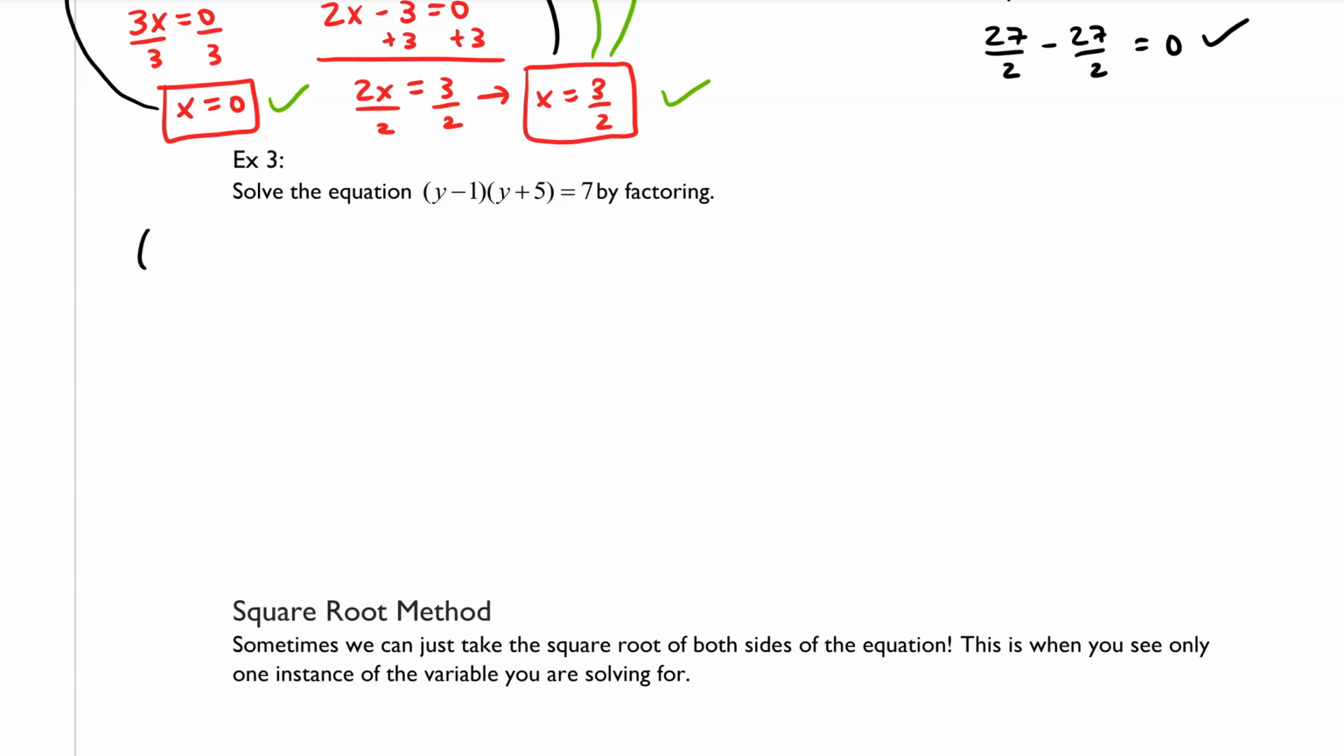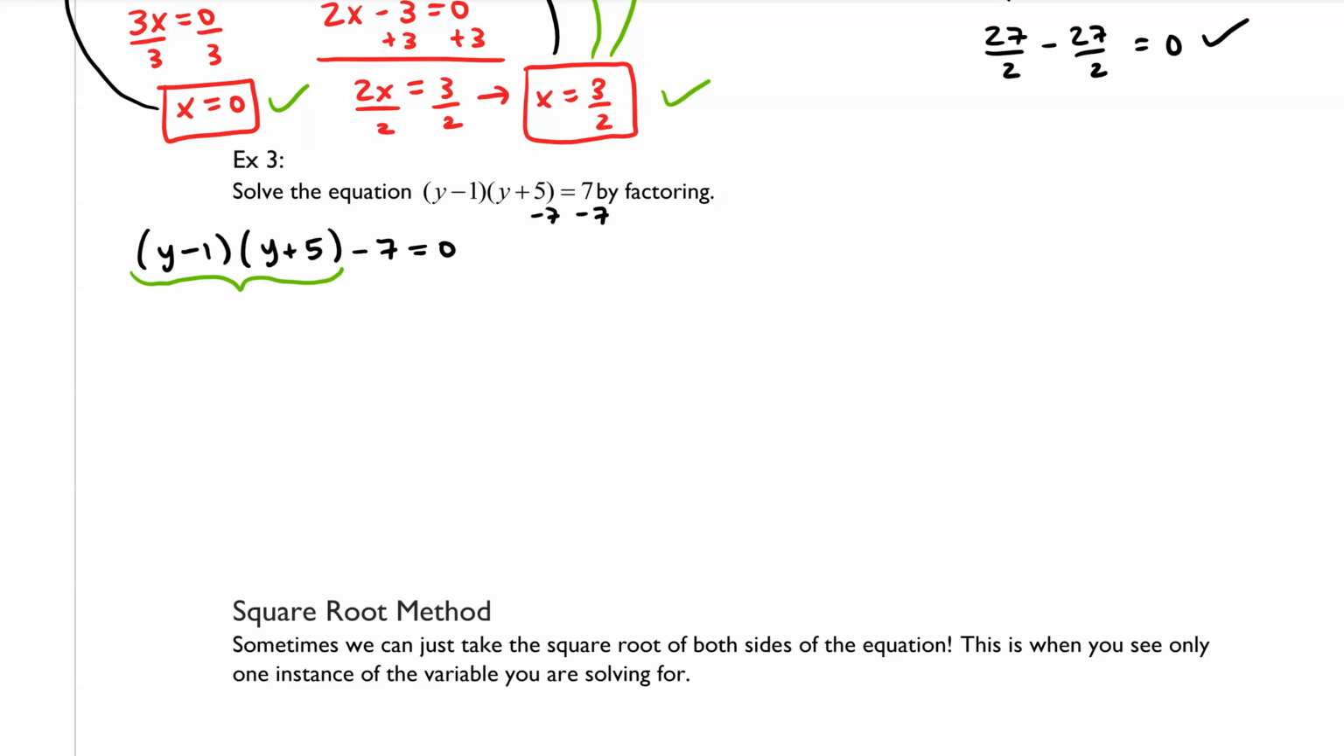So I have (y minus 1)(y plus 5), and I'm going to subtract 7 on both sides. If I do that, then I get this. But that's not factored anymore, and so we're going to have to do some maneuvering, okay? What I'm going to do is use the FOIL method, and the FOIL method is what we do in order to multiply these two terms out.